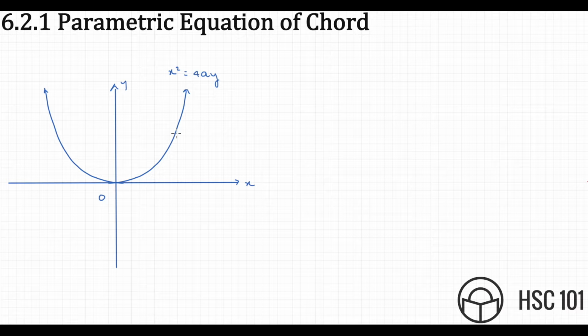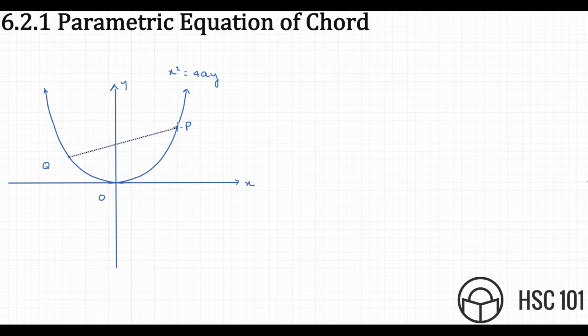Say that we have the parabola x squared equals 4ay. If I consider 2 points on the parabola, let's say that this is going to be the point P and this is going to be the point Q. If I join the points P and Q together, then the resulting interval is known as a chord.